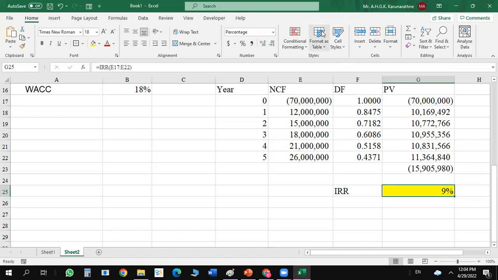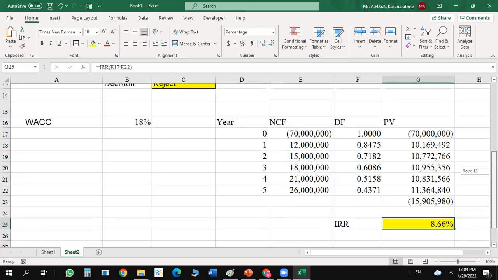IRR, internal rate of return, required rate, sorry, project internal rate of return is approximately 9%, 8.66%. So this is the project yield. Project yield 8.66, so it seems like a relatively low return, right?